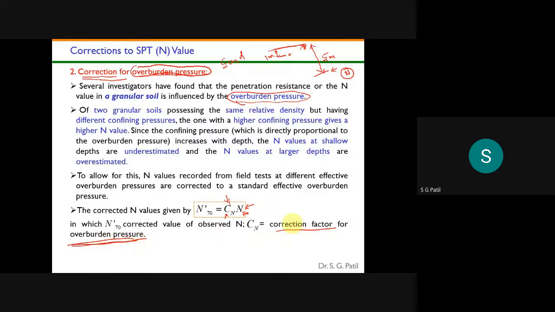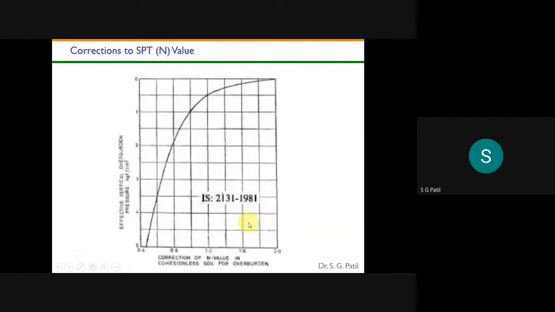So, the correction factor for the overburden pressure. How to get this correction factor? IS code will give you, IS 2131 is there, no? They will give you one chart here. In this chart, see here, this is the correction of N value in cohesionless soil, and this is your Cn value on the y-axis.